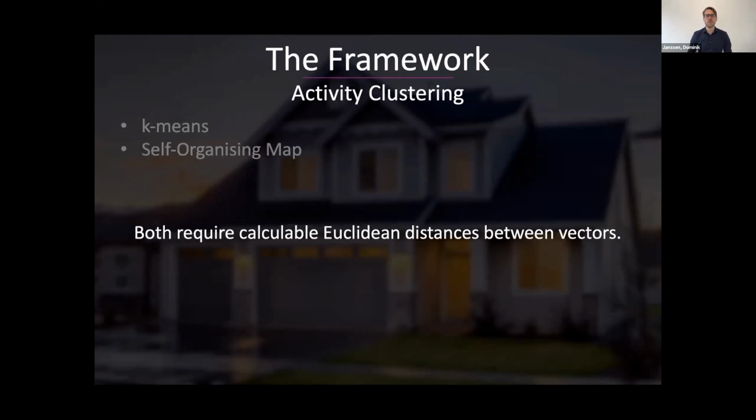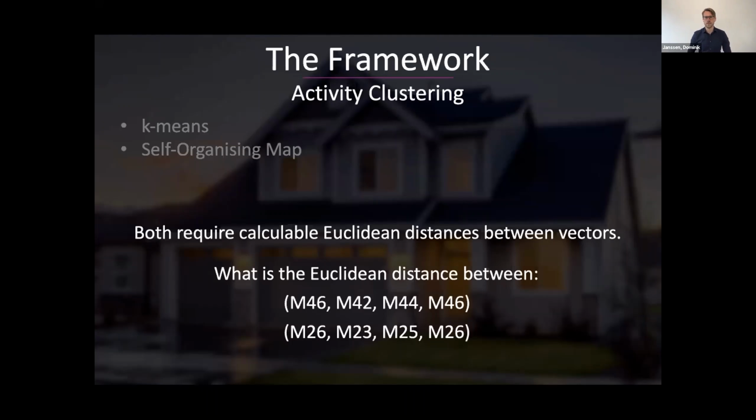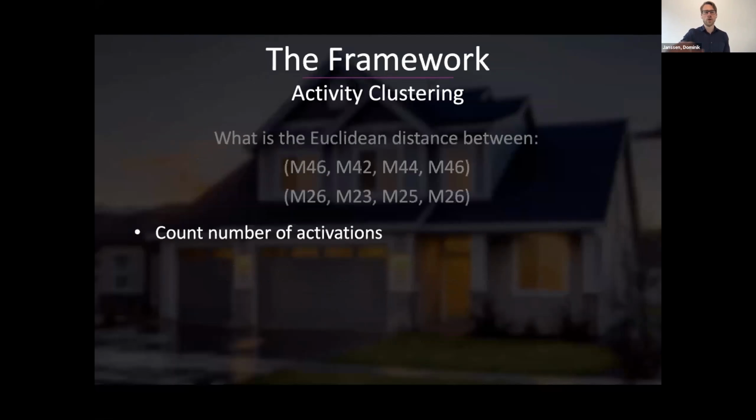There was one thing we need to keep in mind when working with those two algorithms: both require a calculable Euclidean distance between vectors. That's a problem because the vectors look like this. There are arbitrarily given sensor names, and there's no way we can calculate a meaningful Euclidean distance between sensor M46 and M26. So we did a workaround. We counted the number of activations in a vector and compared those to each other, calculating the distance between them, and we counted the duration each sensor is activated. Those are two approaches.